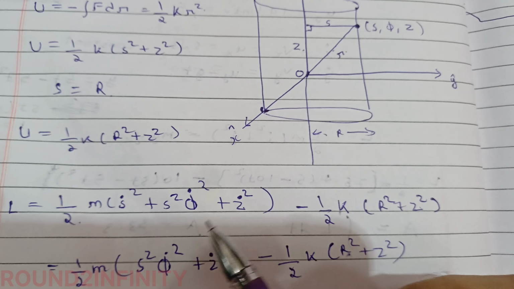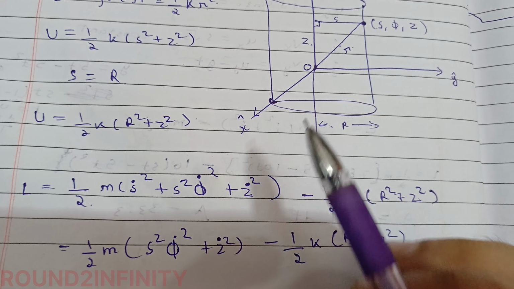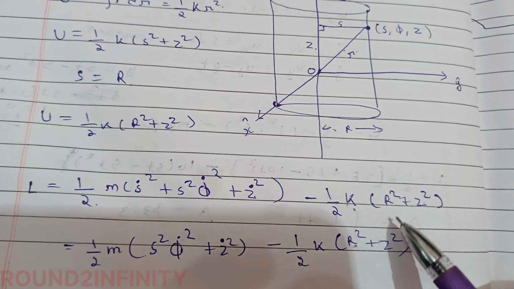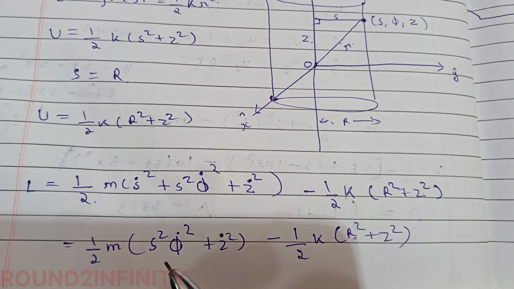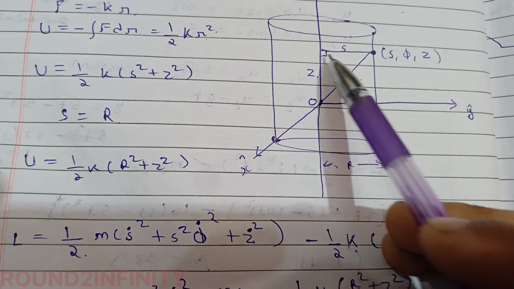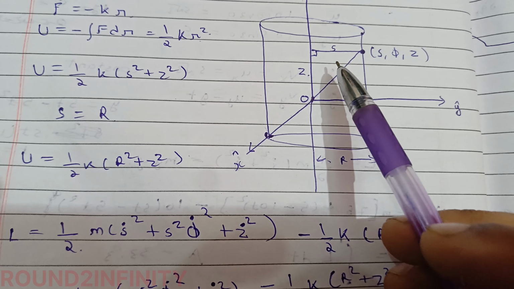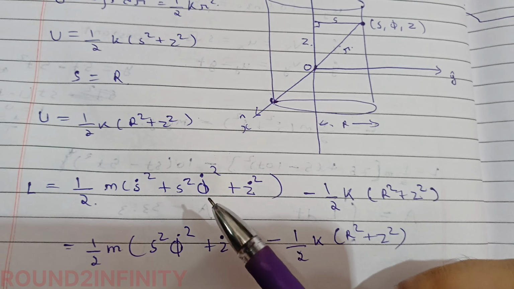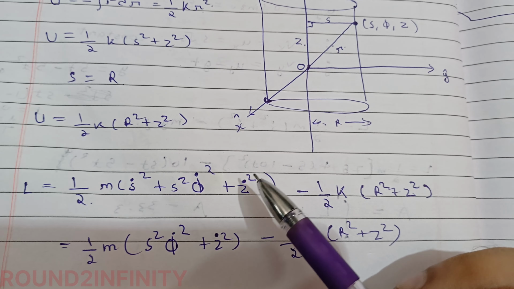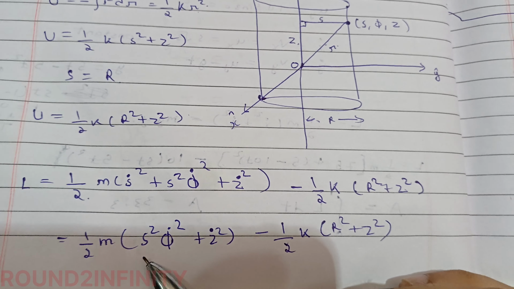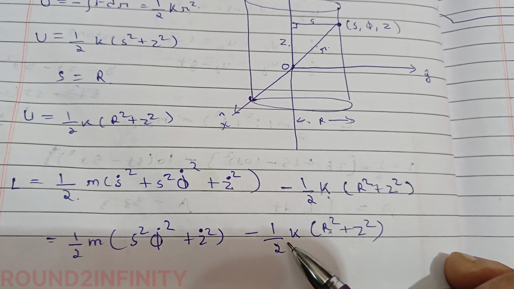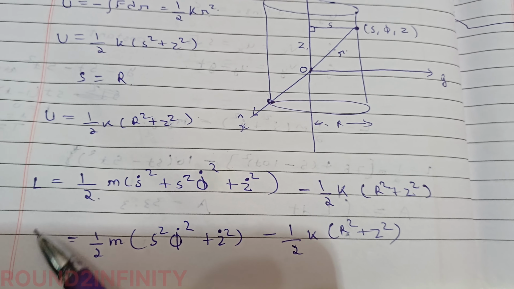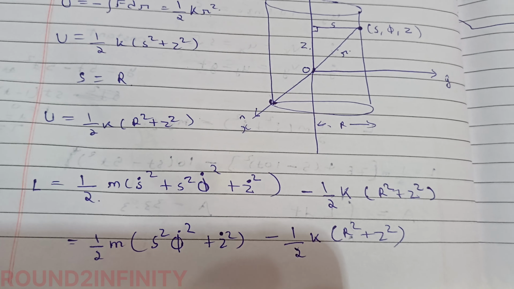And the Lagrangian is what? Kinetic energy minus potential energy. For cylindrical coordinates, we know the kinetic energy expression: half m times s dot square plus s square phi dot square plus z dot square, minus the potential energy, so I have written this. Now see, s is not changing, it will remain the same, because we know the cylinder is of fixed radius capital R, so s dot will be 0, so this component becomes 0, and only this component will remain, and in place of s square we can write R square. So this reduces to half m times R square phi dot square plus z dot square, minus half k times R square plus z square. Now see, this is the Lagrangian, so we have solved for the Lagrangian in cylindrical coordinates.